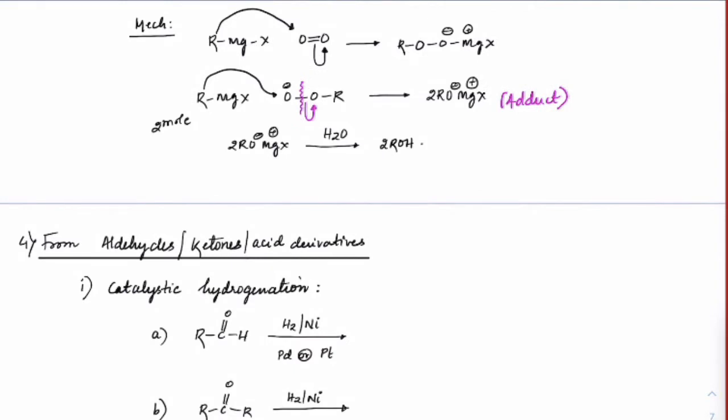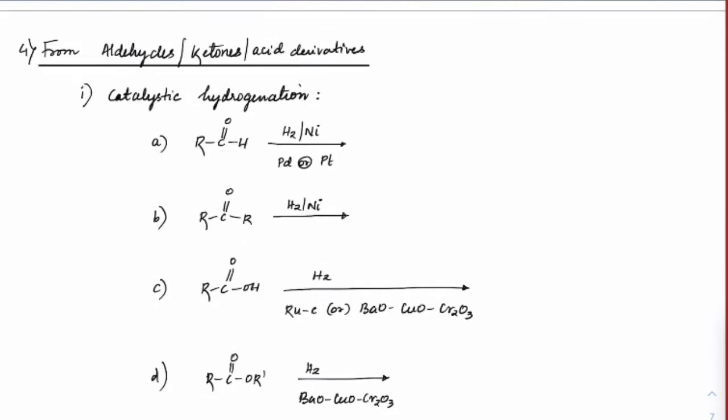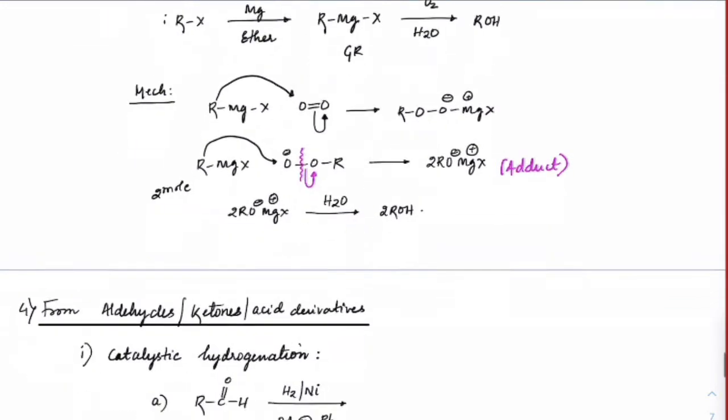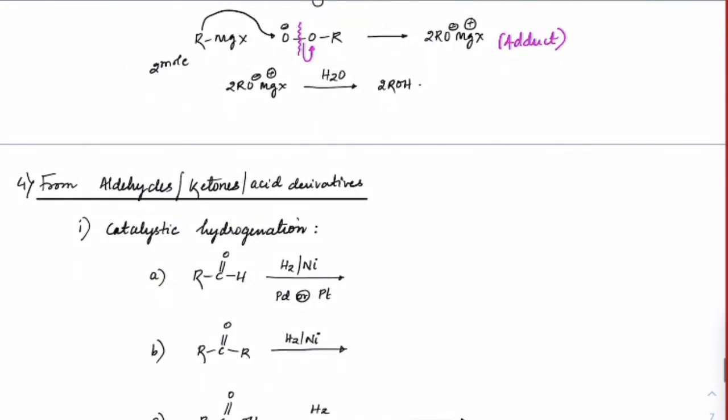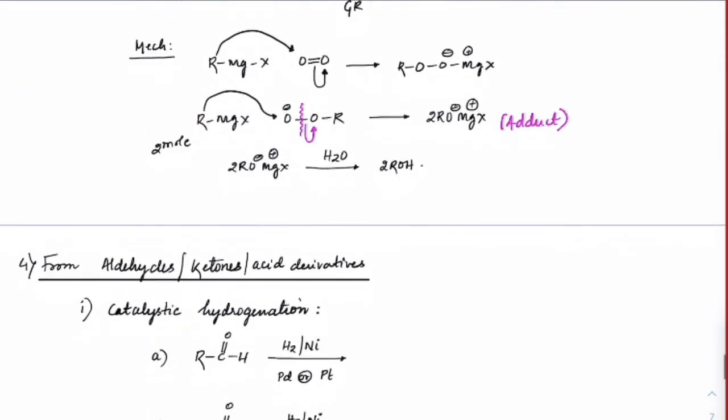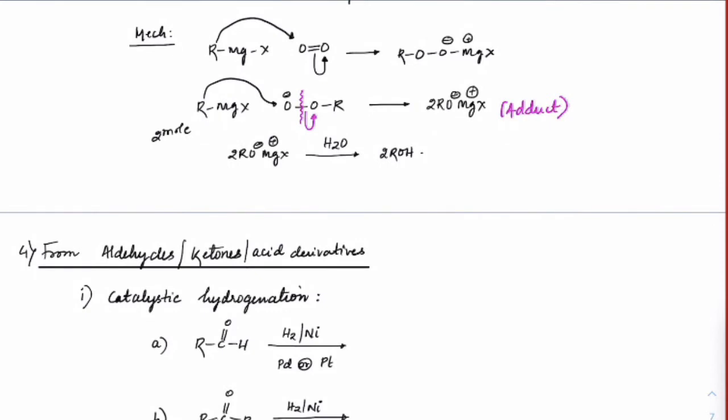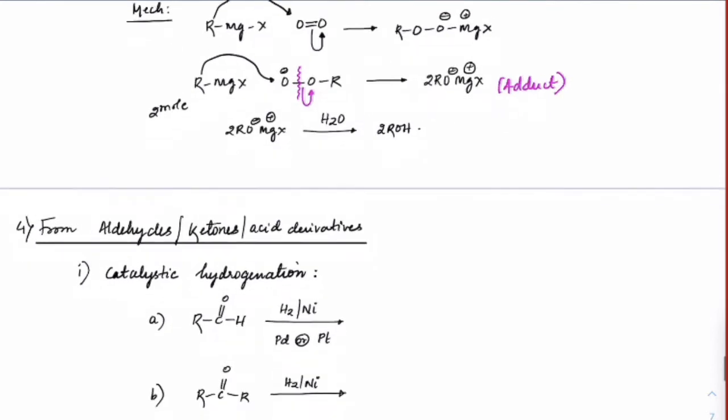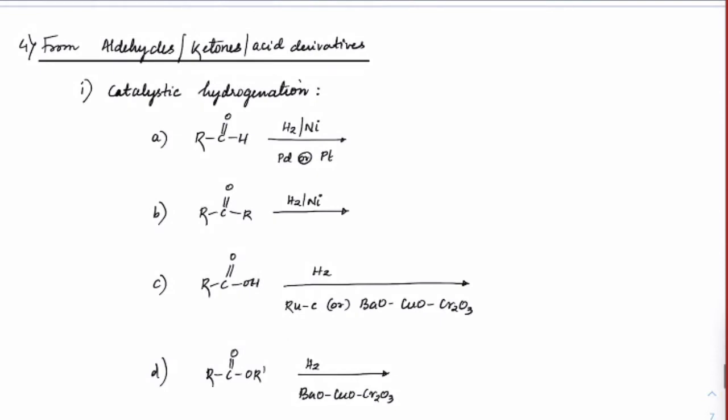Next, we could get alcohols from aldehydes, ketones, or all the acid derivatives. Let us see how we can extract them. If anybody has missed anything in writing, just leave a little bit of space, and try to understand the concept first. Any doubt in the concept, just stop me there. Check this: from aldehydes or ketones or acid derivatives, how we can derive alcohols.